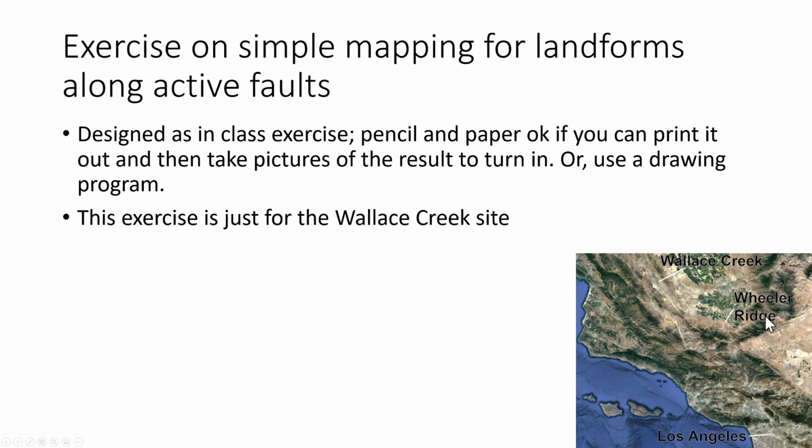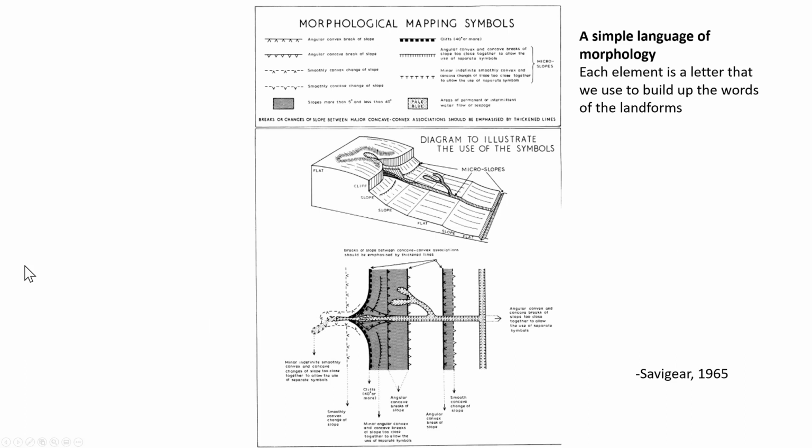This is something I did, and I've developed it more broadly, with applications for a couple of places in California. But this exercise that we're doing for our class is just for Wallace Creek. So you can see where it is in California along the San Andreas Fault. But before we get into Wallace Creek, what I want to talk about is morphological mapping.